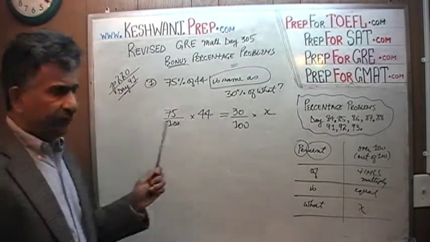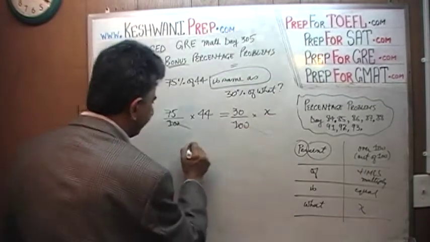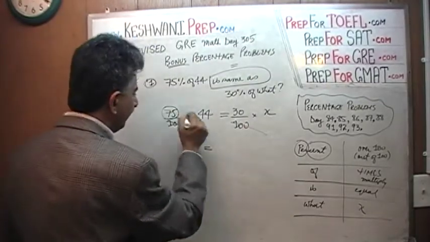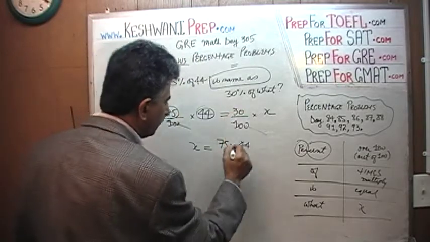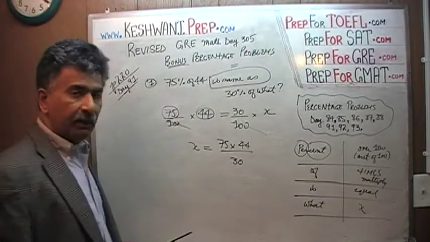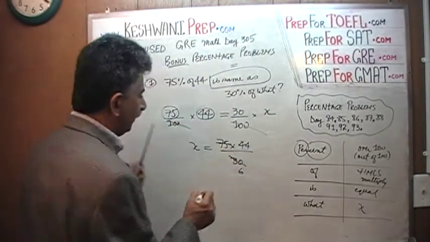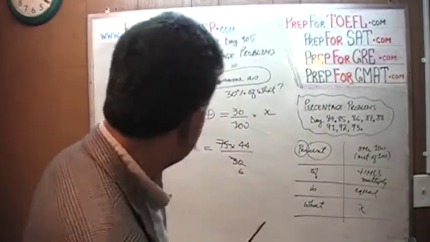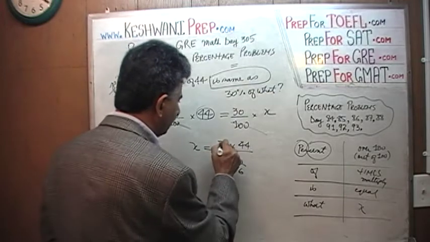If we multiply both sides of the equation by 100, the 100 drops out, and we're left with x is equal to 75 times 44 over 30. That's it, we're done. Divide top and bottom by 5. 6 5s are 30, and 75 is how many 5s? I don't know how many 5s 75 has, so I'm going to do one digit at a time.